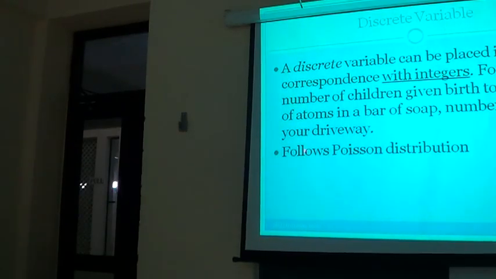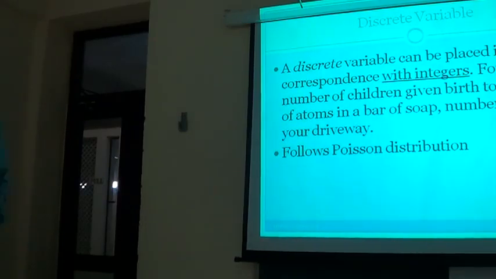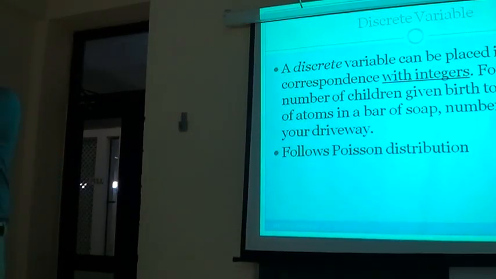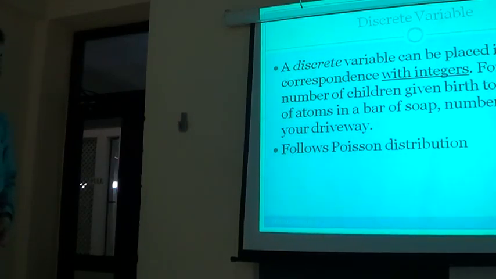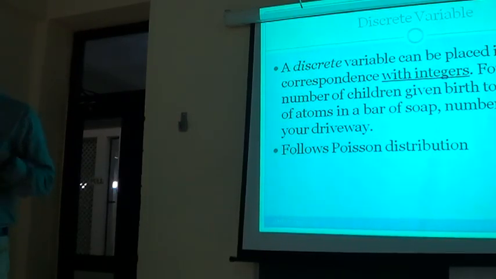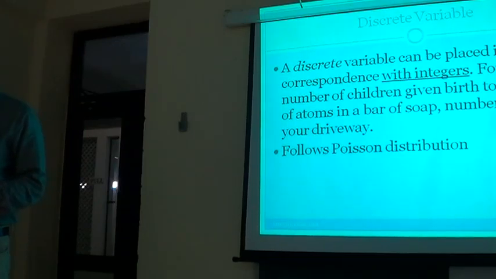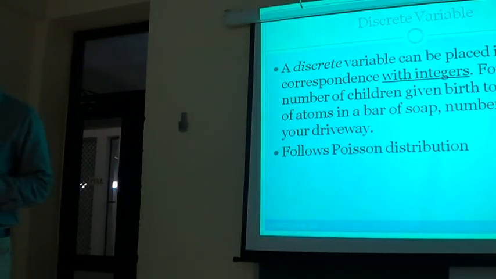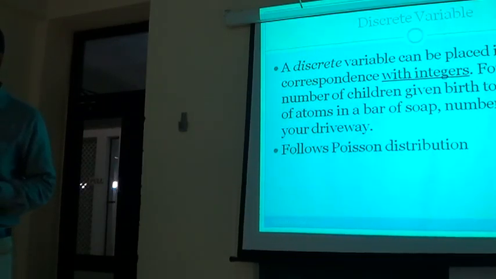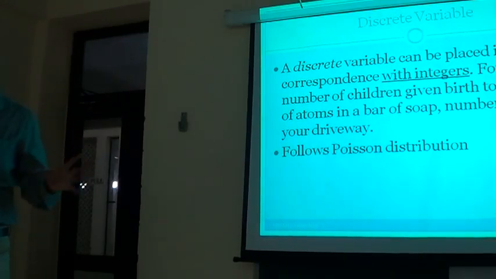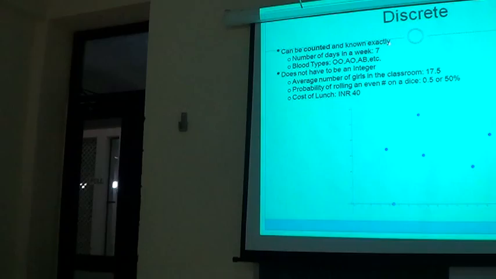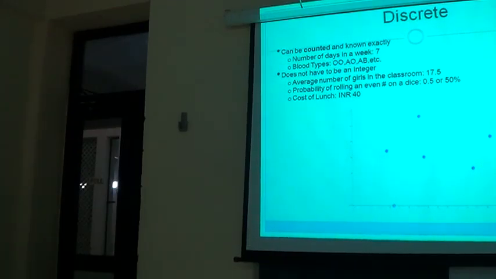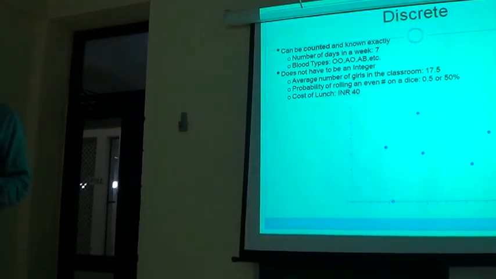It follows a distribution pattern that we call Poisson distribution, which we are going to cover in another class. So discrete variables follow Poisson distribution, while continuous variables follow Gaussian distribution. These are two kinds of probability distributions. In fact, there are many kinds, but these two are concerned with the variables. So it can be counted, and not exactly. That is what the discrete variables are. You can count it, so that it is an integer.